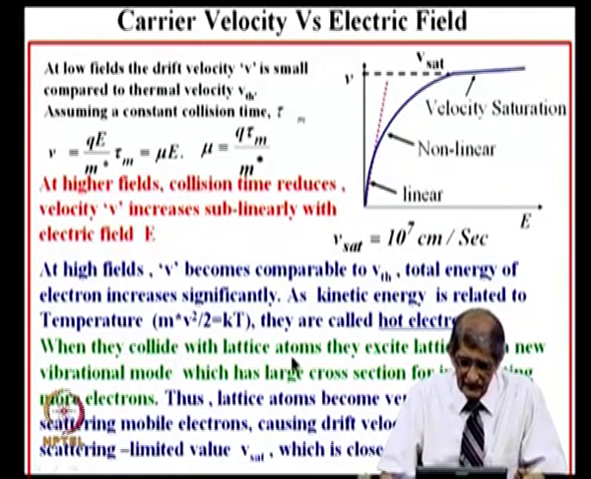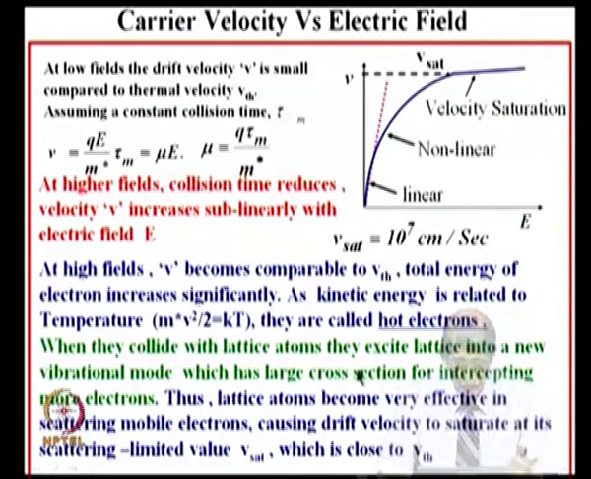So, when they collide with the lattice atoms, they excite the lattice into a new vibrational mode, which has a large cross section for intercepting more electrons. In other words, what I am trying to point out is, when these electrons collide with the lattice atoms, because they have large energy, they create extra vibrational energy in the lattice. So, if there is extra vibrational energy, the chance of collision of these electrons becomes more. For example, if the atom is moving like that, the cross section of that movement is much larger. So, what happens is, almost all the electrons collide and lose the energy.